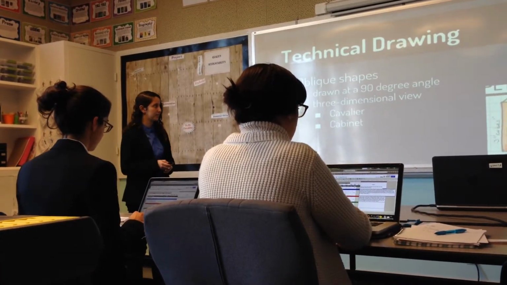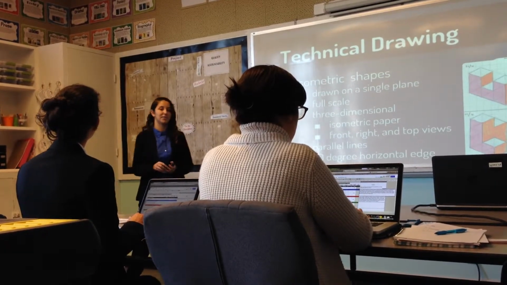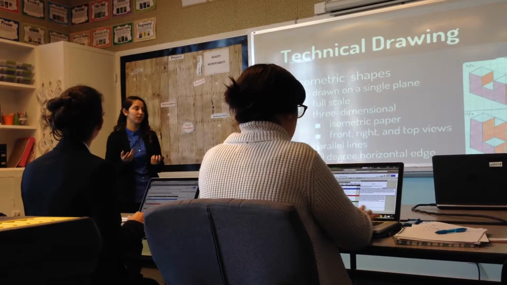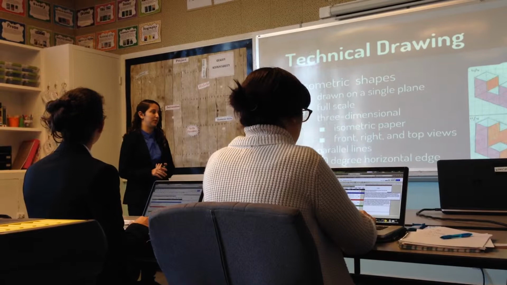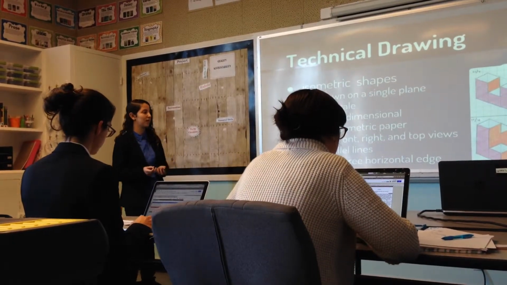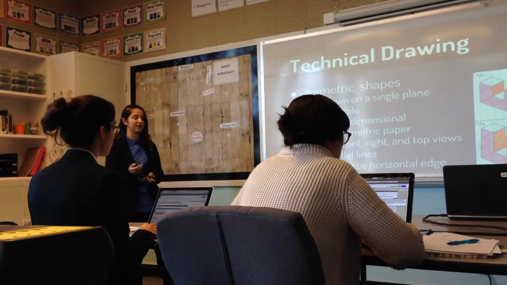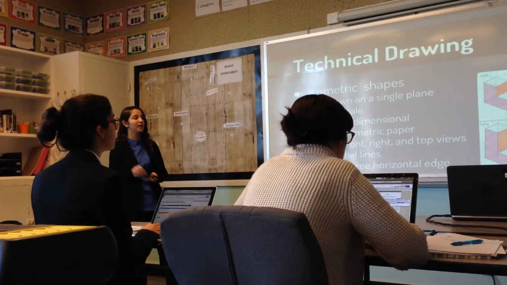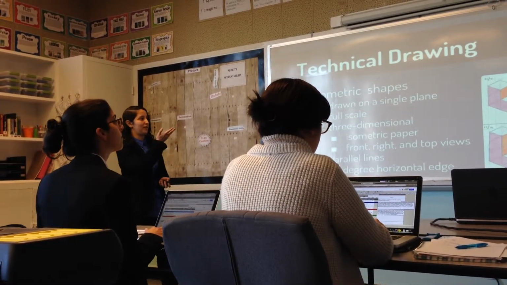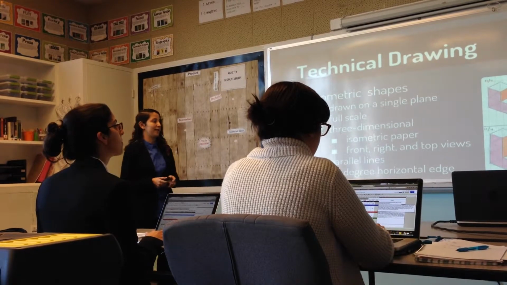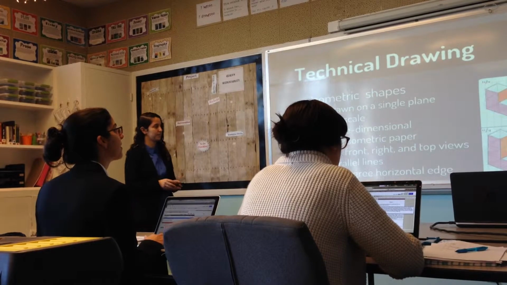The next type of shape that I'll be covering is isometric shapes. Isometric shapes are usually drawn at a single plane at their full scale and are also three-dimensional. They're drawn on special isometric paper and contain the front, right, and top views. Most of the lines drawn on the sketch are parallel to each other, and they're also drawn at a 30-degree horizontal edge if you follow the pattern of the isometric paper. One example of an isometric shape would be the one that is found in my technical drawing test up there, and the second example that I provided is the isometric sketches for my puzzle cube project.